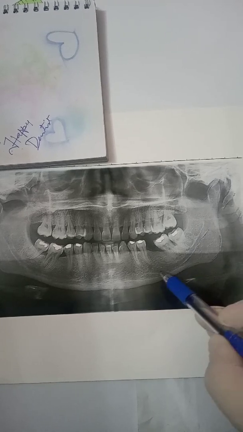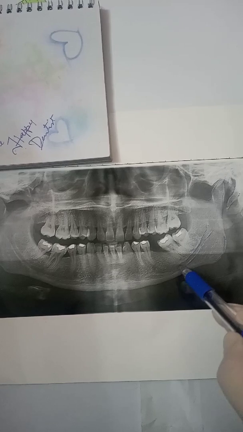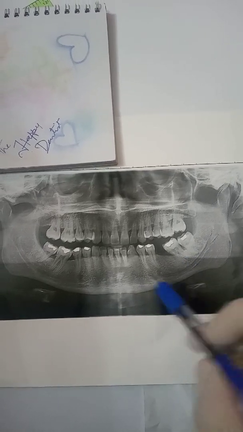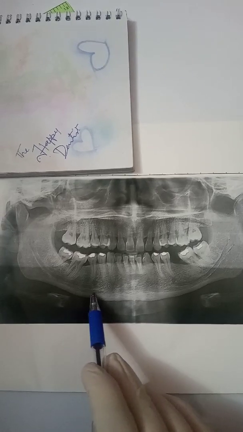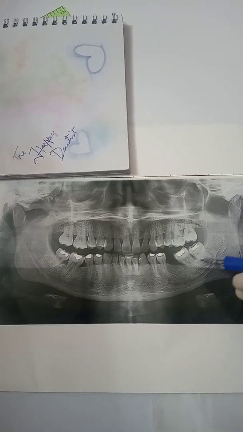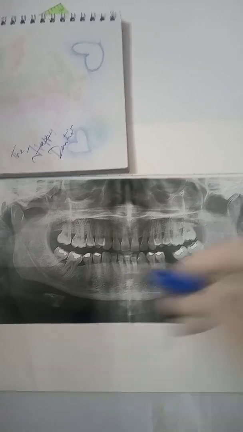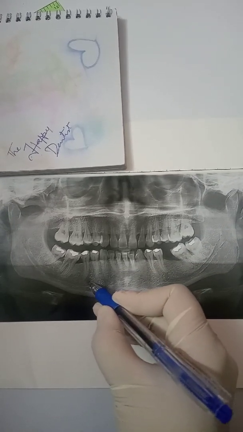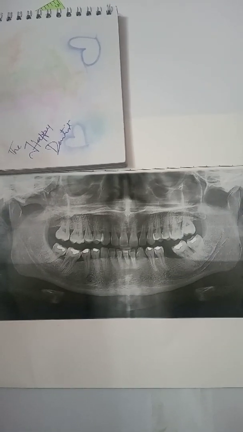Next is the Mandibular Canal, which provides passage for the inferior alveolar nerve. A small mental foramen, typically adjacent to the root of the second premolar, can be seen, which provides passage for the mental nerve.